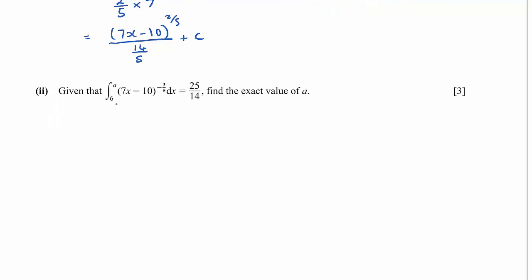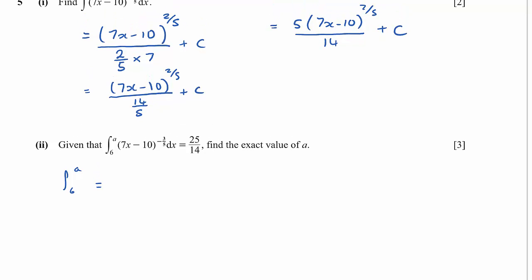Now basically what we want to do here is evaluate this integral. In fact, what we're told is that when we do evaluate, it comes to that and we want to find a. So the integral is going to be equal to (7x − 10)^(2/5) over 14. We don't need the plus c with a definite integral. And that's evaluated from 6 to a.